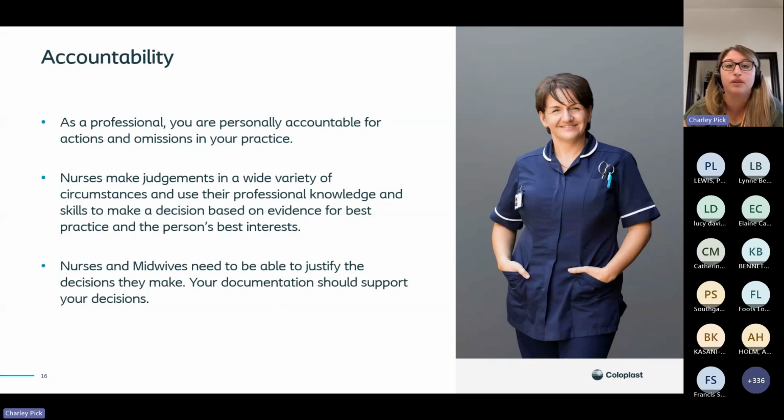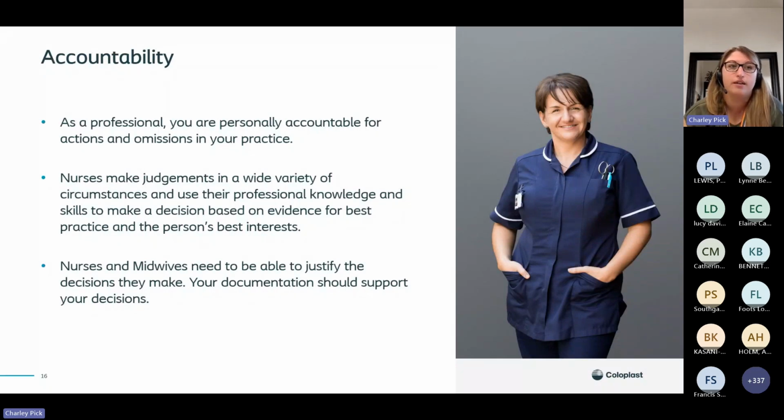We as nurses make judgments in a wide variety of circumstances, and we use our professional knowledge and skills all the time to make decisions based on the evidence, based on best practice, and ultimately in that person's best interests. But you've got to be able to document the reason as to why. Your documentation is not only there to support your patient, but it's also there to support you and to protect you. And that is why it is so important.